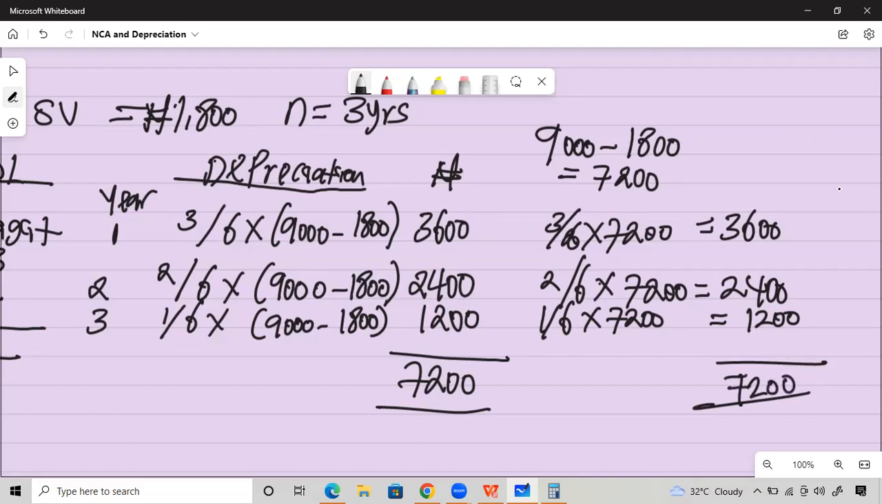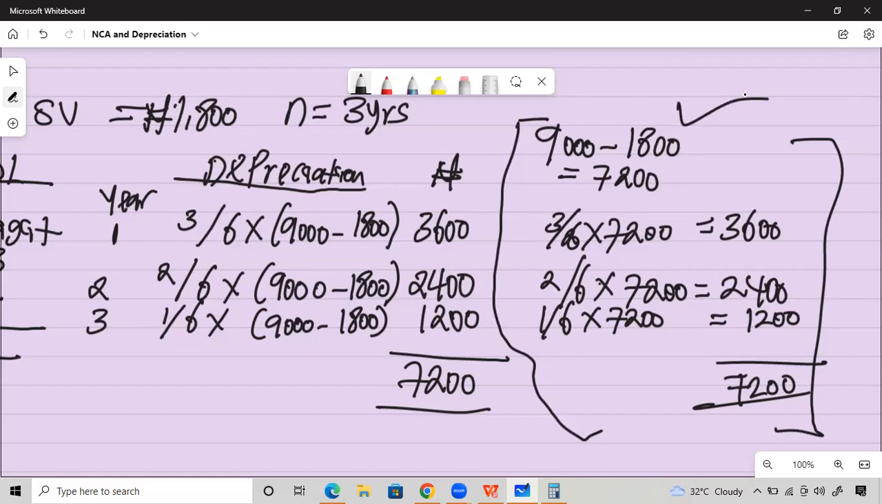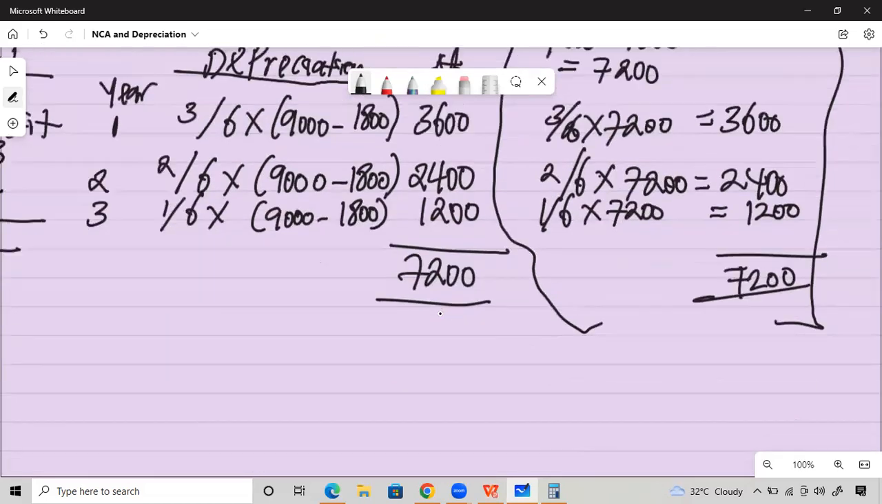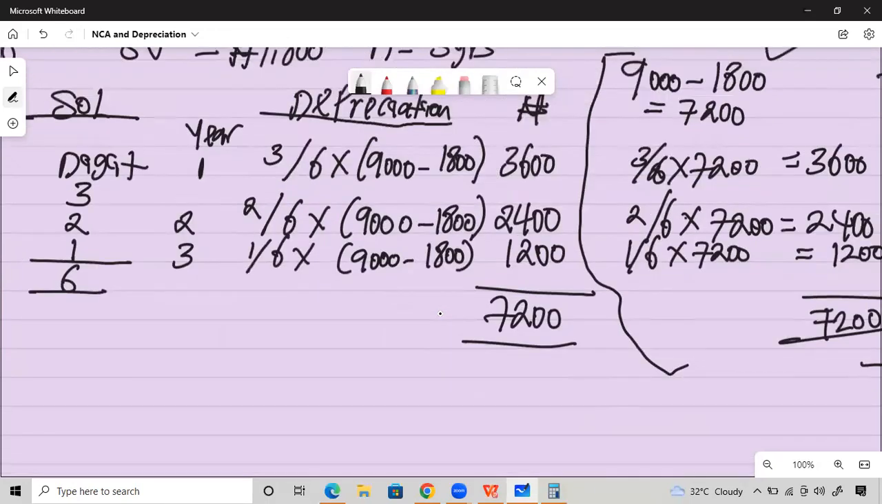So it depends on the way that you want to approach it. But if it is to me, I'll still go for this. Rather than writing 9,000 minus 1,800 each time, it's taking some of your time. So once you just net it up once, you just get the depreciable amount, then you multiply it straight. I hope everybody understands what I'm trying to say.